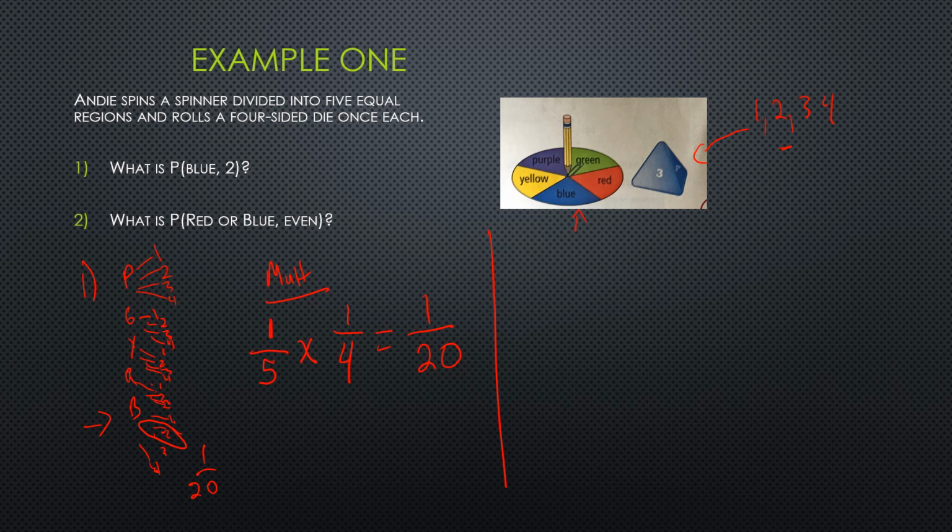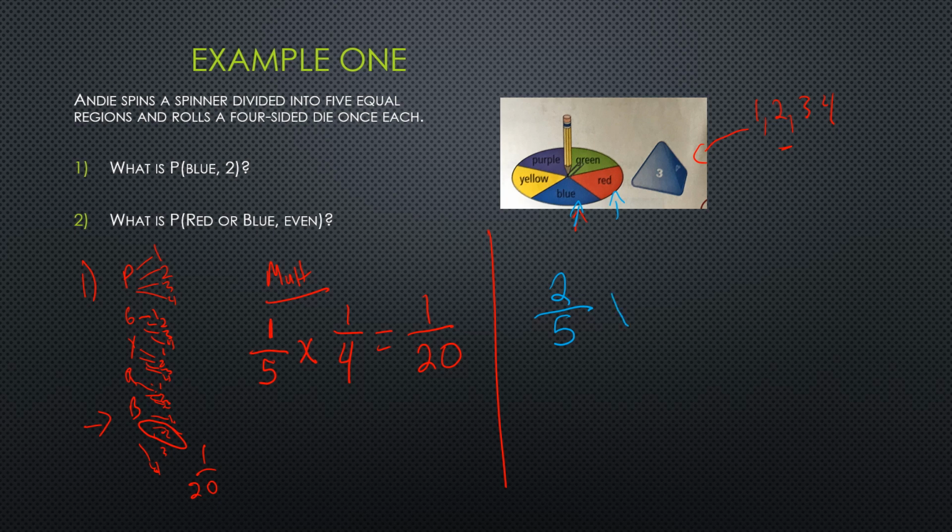So let's look at our second example here. What is the probability of getting red or blue and even? Again, we've got to find the probability of each event. So what is the probability of getting red or blue? Well, we have red and blue here. There are 2 of those out of 5 possible options, being yellow, purple, green, red, and blue. So we have 2, because red or blue is 2 of the options.